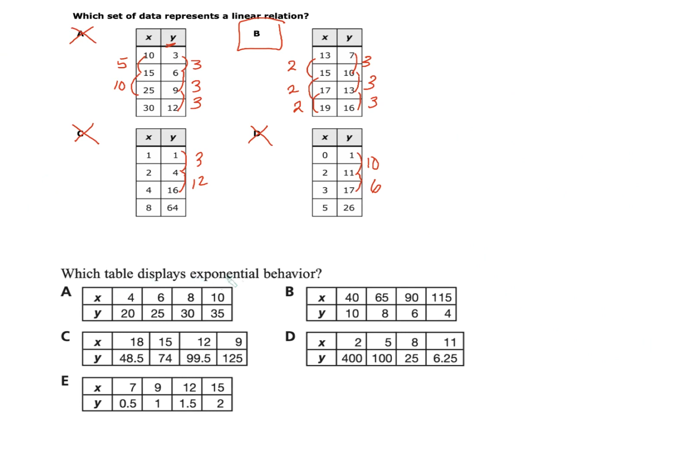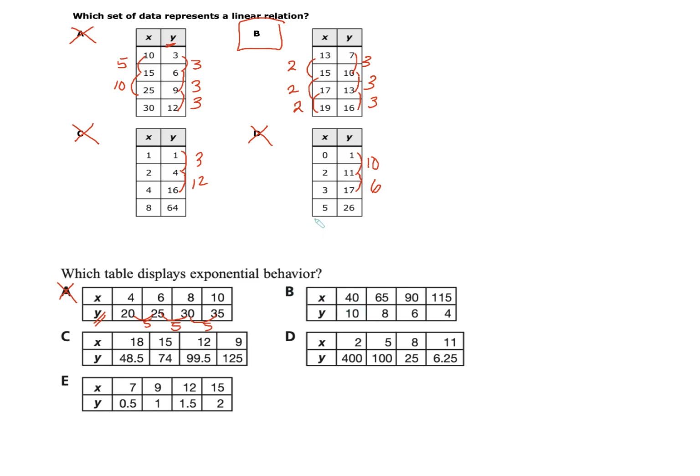Which table displays exponential behavior? So remember, with exponential behavior, we are looking for a drastic increase or decrease. Let's start with A. Now if I focus on my y values, the difference between 25 and 20 is 5. The difference between 30 and 25 is 5. And the difference between 35 and 30 is 5. Now with A, it's not a drastic increase. A is linear, so we're going to eliminate that as being an exponential.